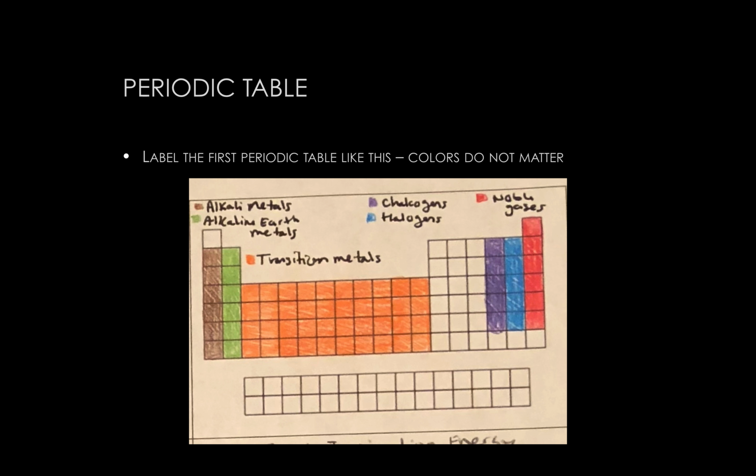This is a review as well. Go ahead and fill in a periodic table like this with your family. So group 1, alkali metals except for hydrogen. Group 2, alkaline earth metals. The middle groups are transition metals. Then group 16, where oxygen is, are the chalcogens, and then halogens, and then noble gases.